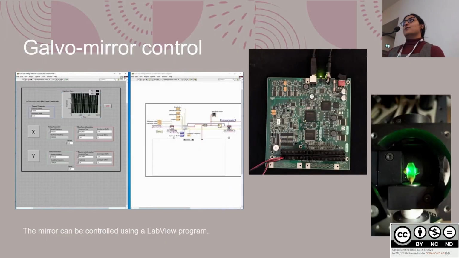And I can tell you how. So the galvo mirror is essentially two mirrors placed at 45 degrees, but these are connected to a board and also a LabVIEW program. So this allows me to scan in two directions by changing the amplitude as well as the frequency. So I can essentially scan my sample.